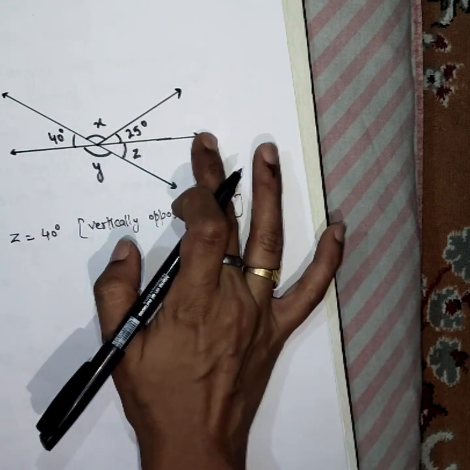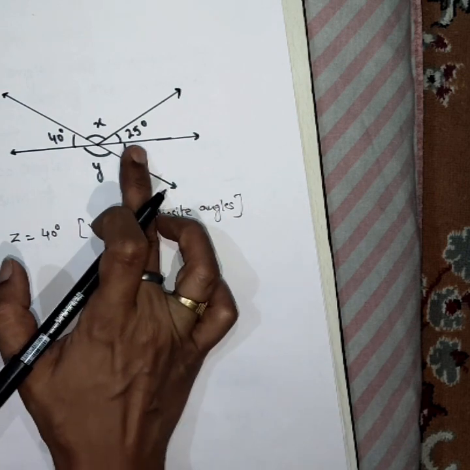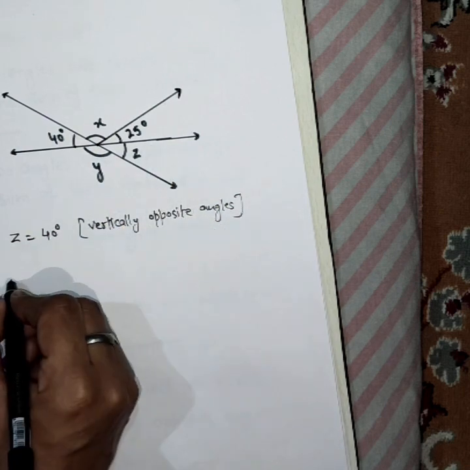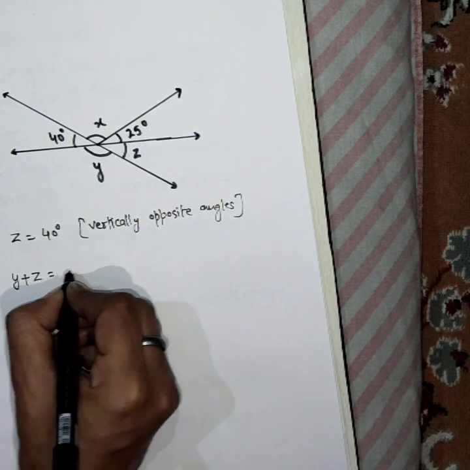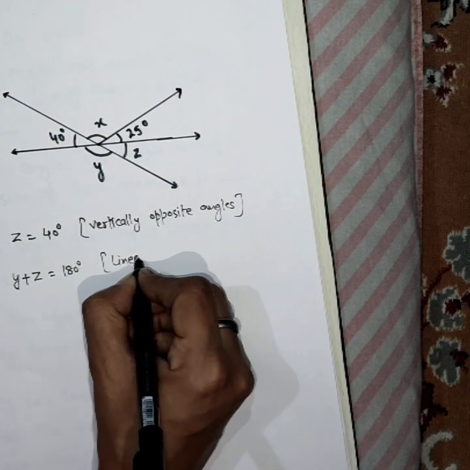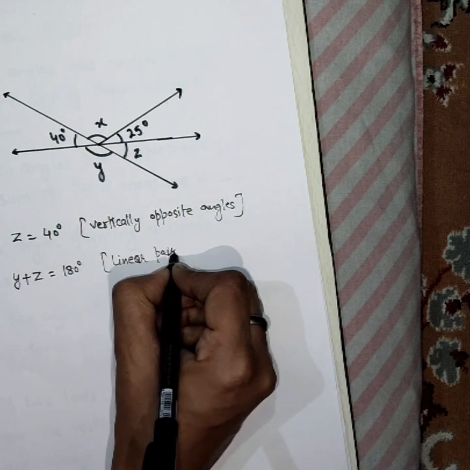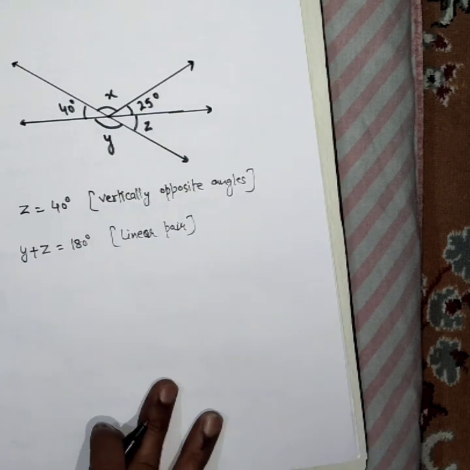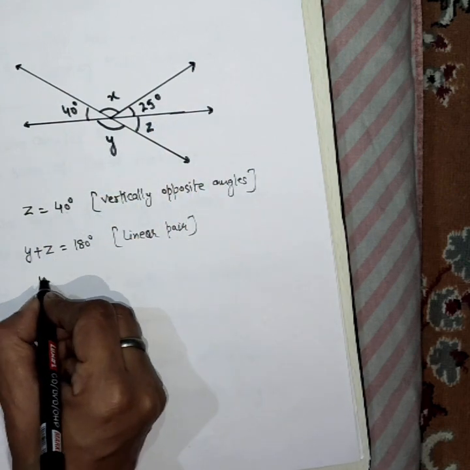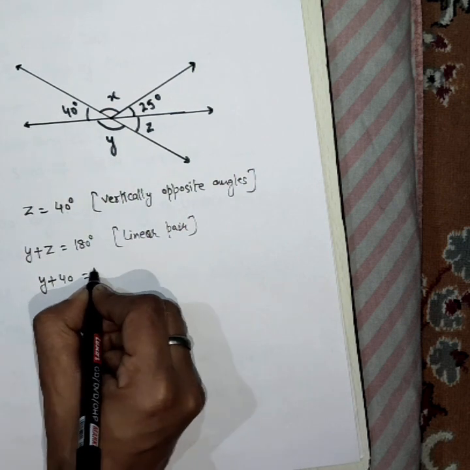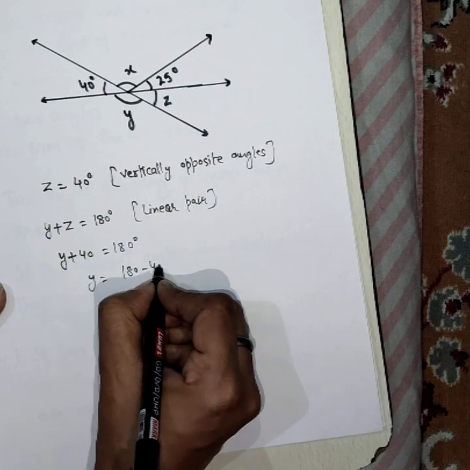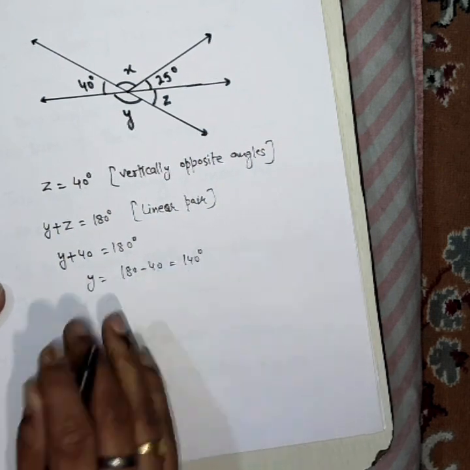Now check. This is a straight line, this is a common arm, and y and z make a linear pair. So y plus z is equal to 180 degrees because this pair makes a linear pair. Z is 40 degrees, so y plus 40 is equal to 180. Y is equal to 180 minus 40, that is equal to 140 degrees.